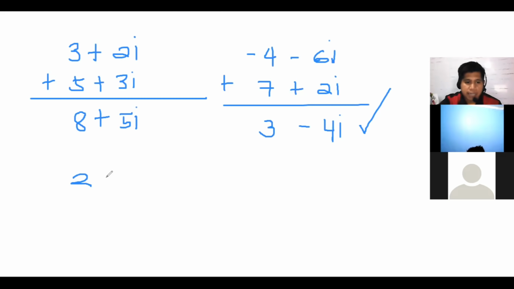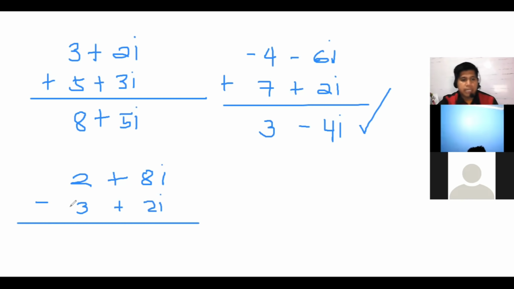Let's subtract this time. So 2 plus 8i minus 3 plus 2i. Right? Children, if you are subtracting, always make sure that you are going to change the sign of your subtrahend. The subtrahend is the number that you usually subtract from your minuend. So the subtrahend here is 3 plus 2i. Then if you're going to perform your subtraction, change the sign of your subtrahend.